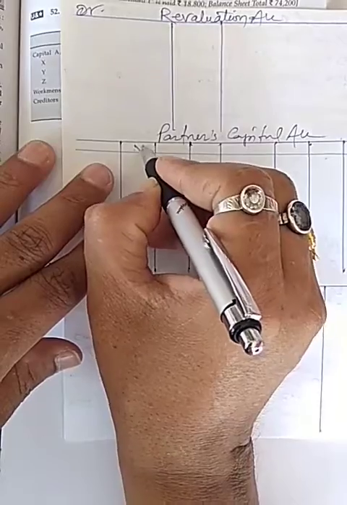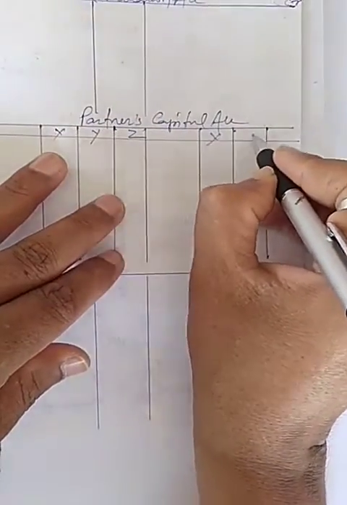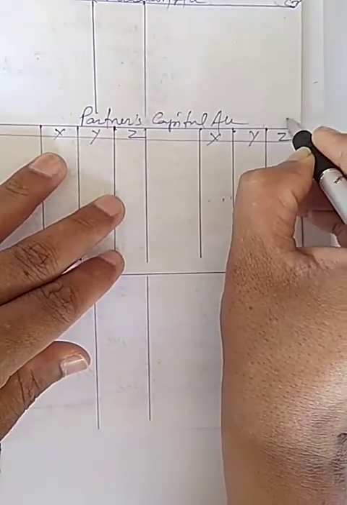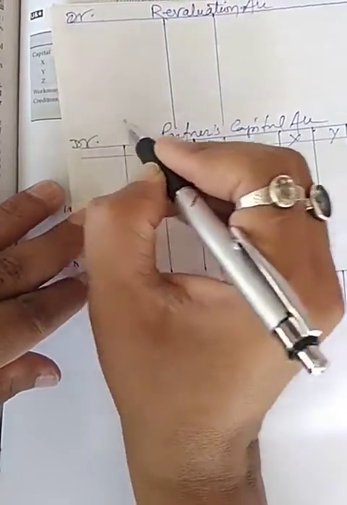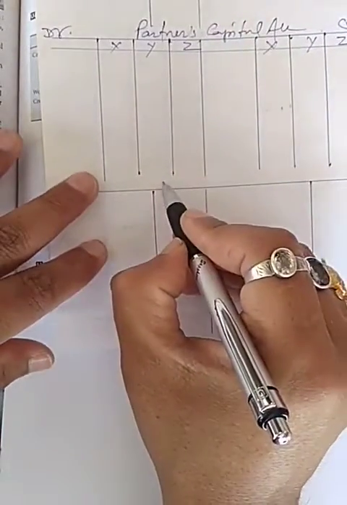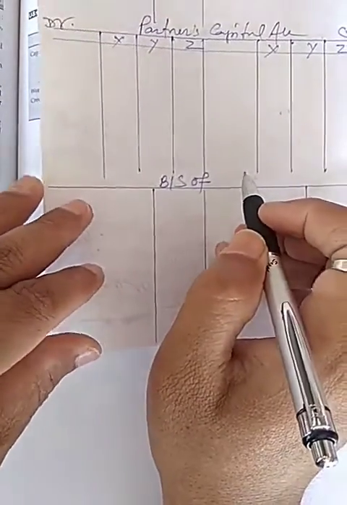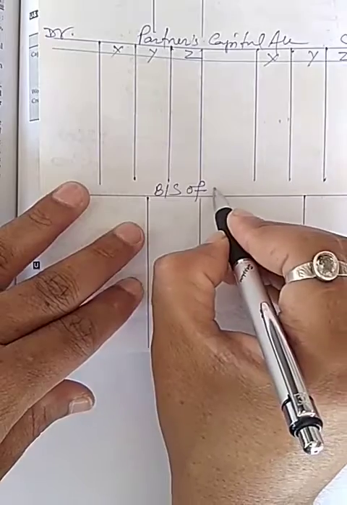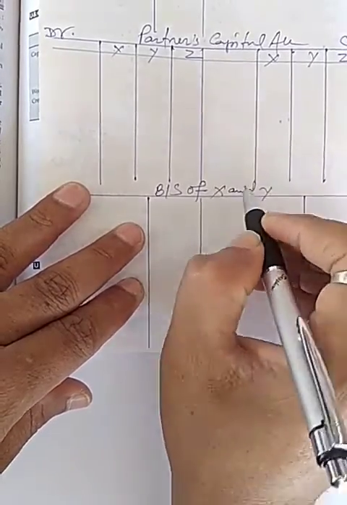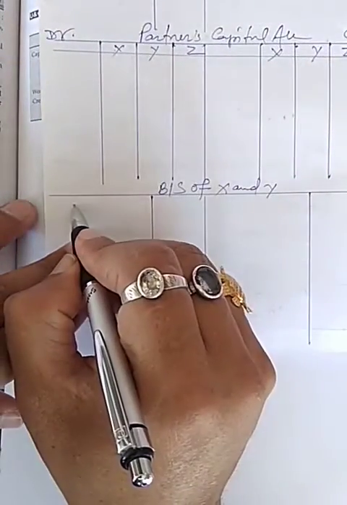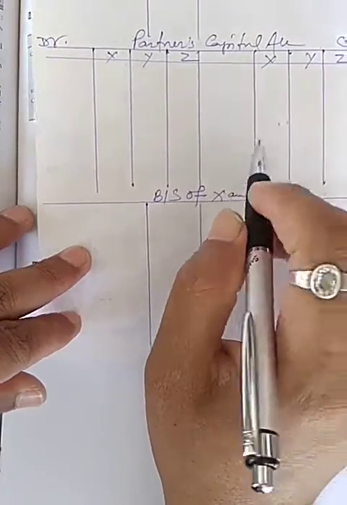X, Y and Z are partners. Credit side and debit side. This is the balance sheet of the new firm when Z retires, so the balance sheet of X and Y. This side will be liabilities and this side will be assets.